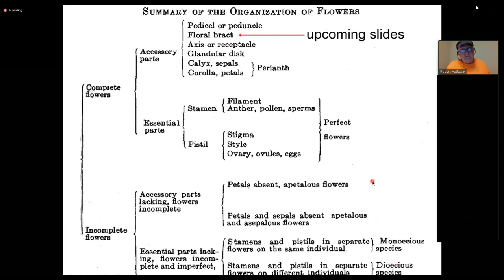But this is a slide that you could kind of study later, because that's the way that you could divide them up. You could, if you chose to do so, divide them into complete and incomplete, and then we start looking at whether or not their accessory parts are present or not.